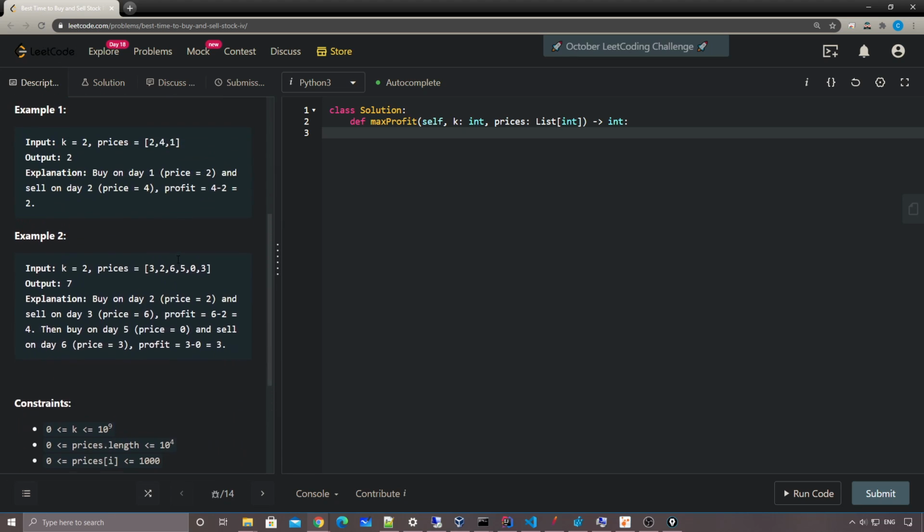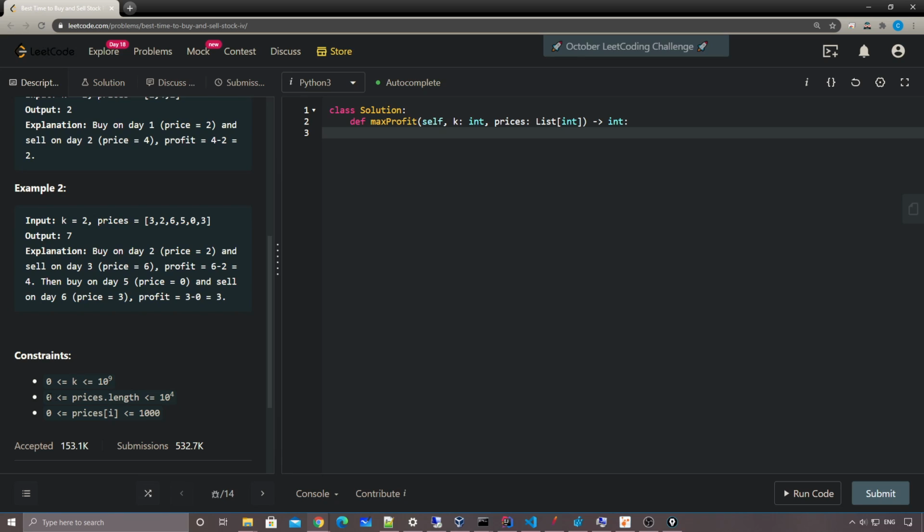And here's the range. The price range is up to 10 to the power of 4, but keep in mind this one: K is up to 10 to the power of 9. So this is super big, which means that we cannot even loop through this K here. We have to be careful about this one.